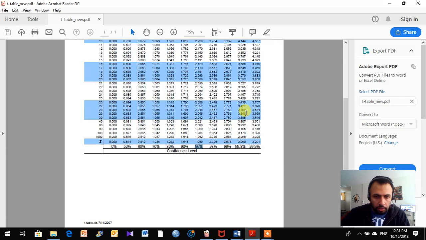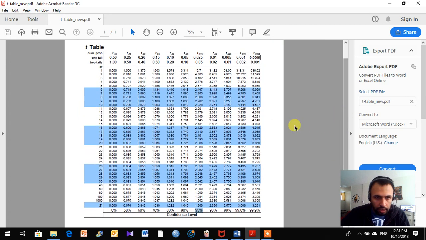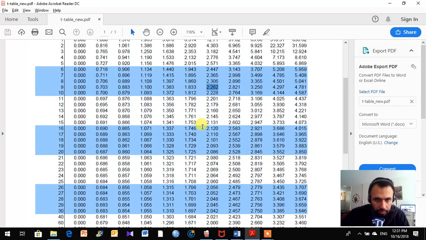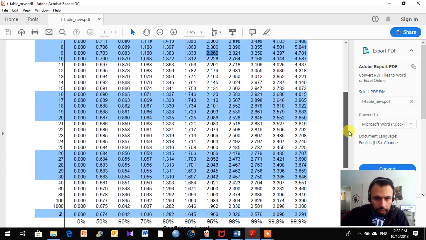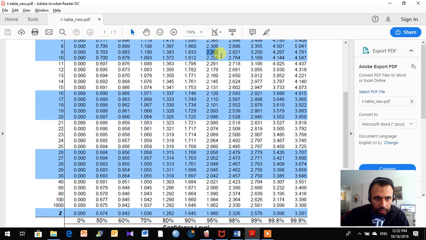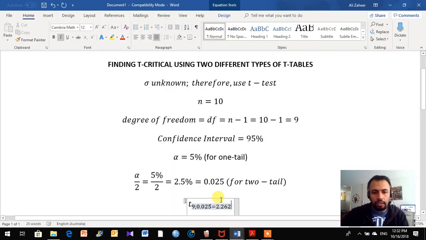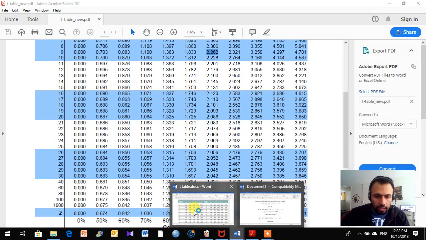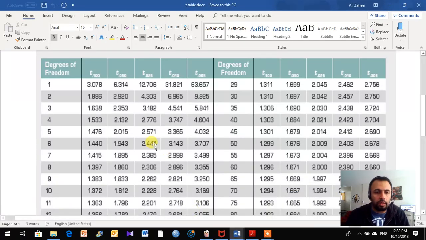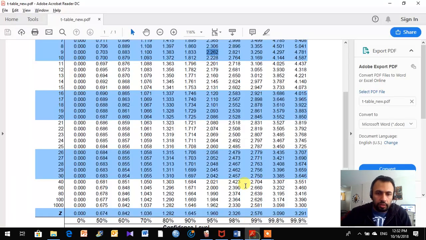So if I zoom out and I look at 9 degrees of freedom, 95%, that will be right there. So 2.262 at 95%. You can see it's right there with 9 degrees of freedom. And same value we got here. So you can use either of these tables, but normally the teachers in the universities recommend this table, though it is a little bit more complicated than this one.